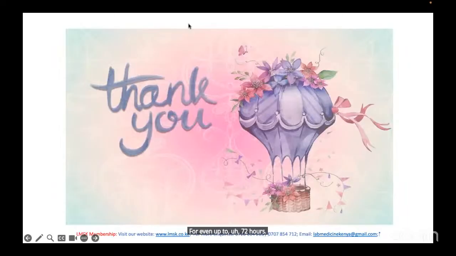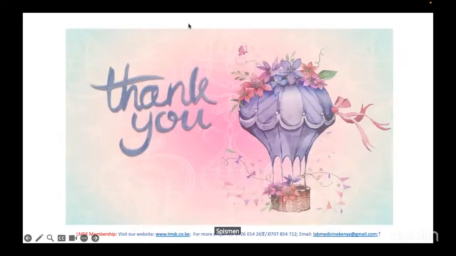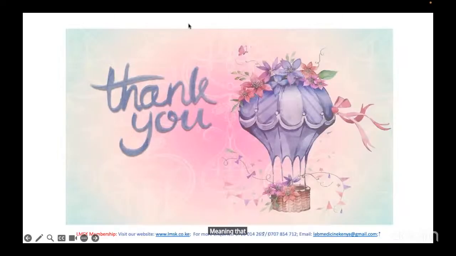A longer period is possible because they are high protein content specimens, and the protein content protects the cells. The protein acts as a tissue factor for the cells, meaning that the cells will not degenerate even up to 48 hours or 72 hours.